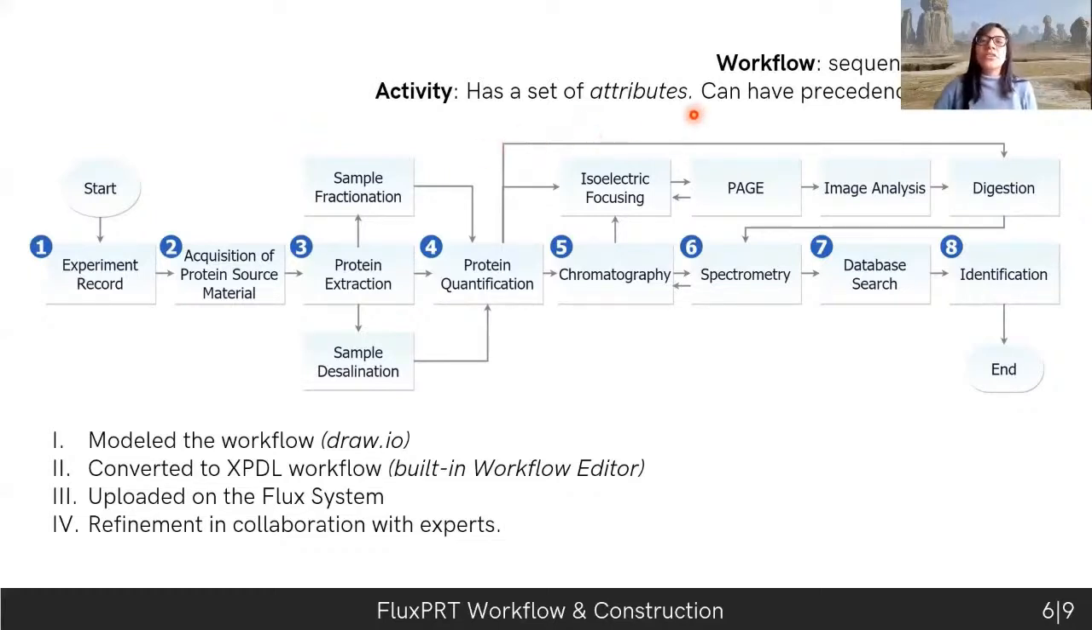One important piece of information is that an activity can have precedence connections. For example, protein quantification has three precedence connections: sample fractionation, protein extraction, and sample desalinization.